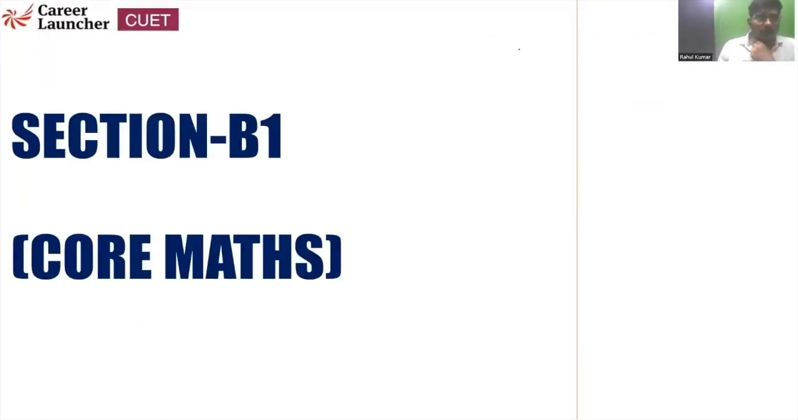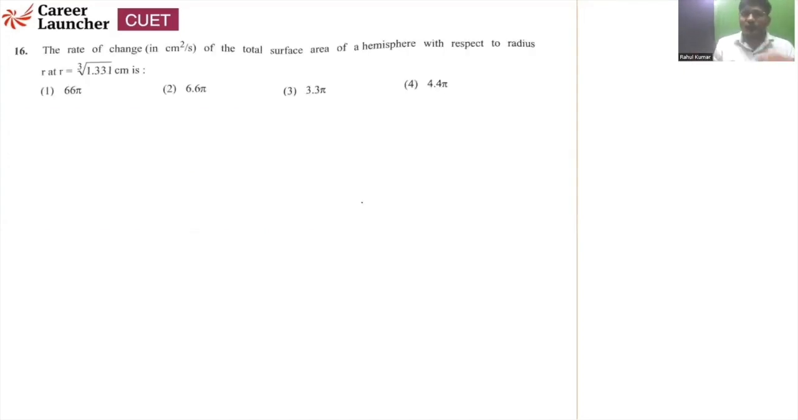Okay, so let's solve the core maths problem, which was section B1, and we will solve all the problems, which are the 35 questions basically. So now let's start the first problem here. The first question is we need to find the rate of change of total surface area of the hemisphere with respect to radius. So first thing, what is the TSA of a hemisphere? It is 3πr². So let me call this T. So the derivative of T with respect to r will be 6πr.